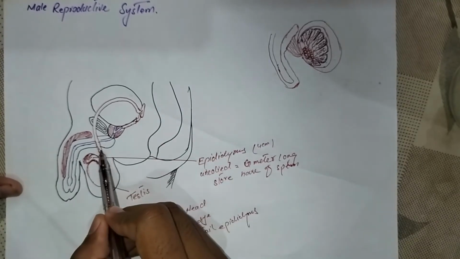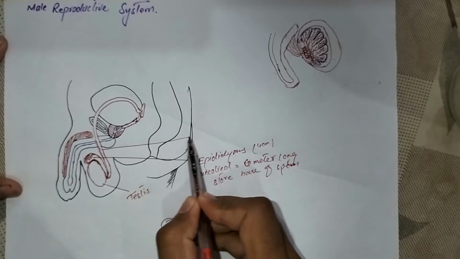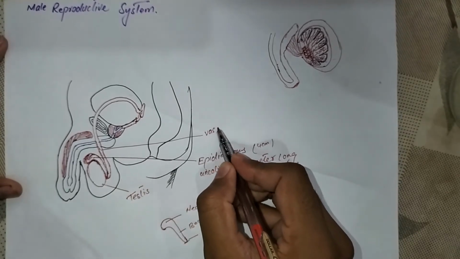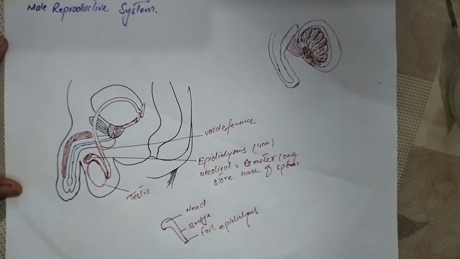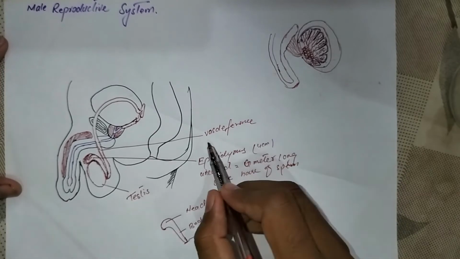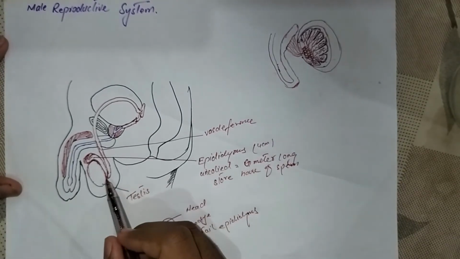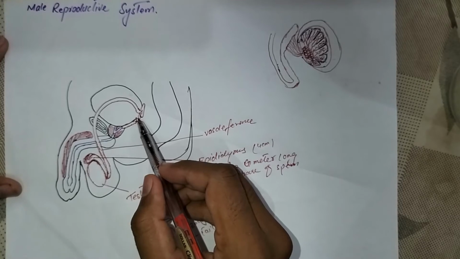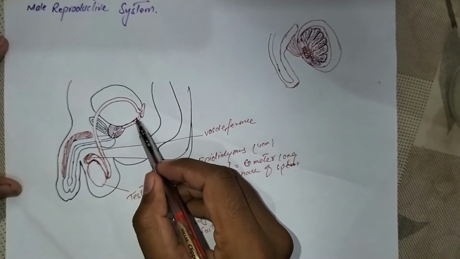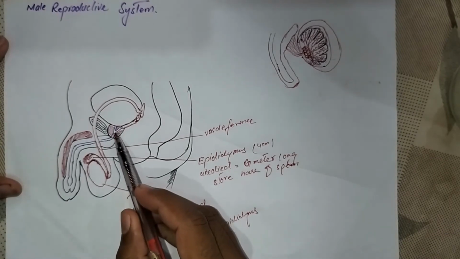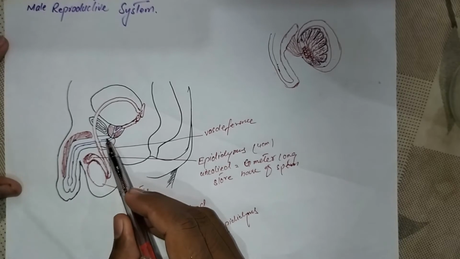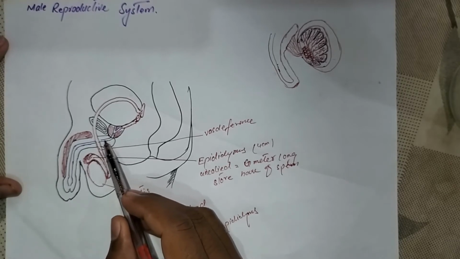We have the vas deferens, and the vas deferens is about 18 inches long. From the tail of the epididymis till the dilated part at its lower end, called the ampulla of the vas deferens, it is slightly dilated, and it unites with the seminal vesicle to form the ejaculatory duct, which opens into the prostatic urethra.